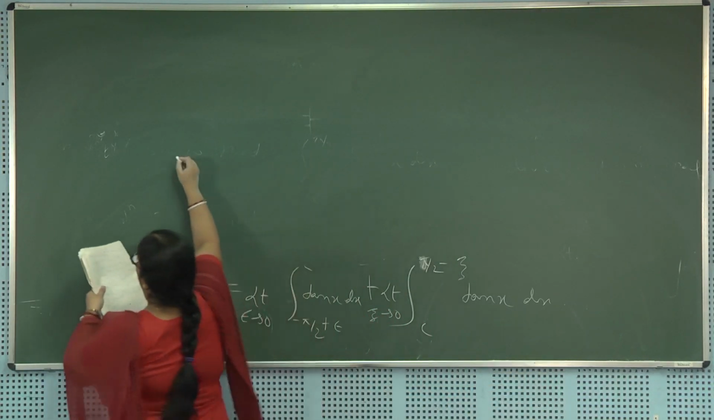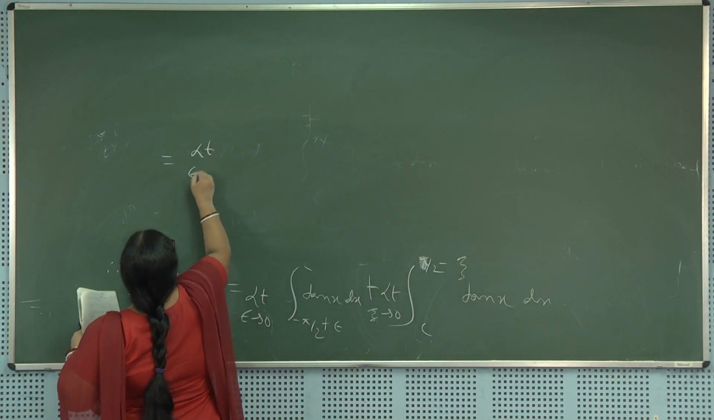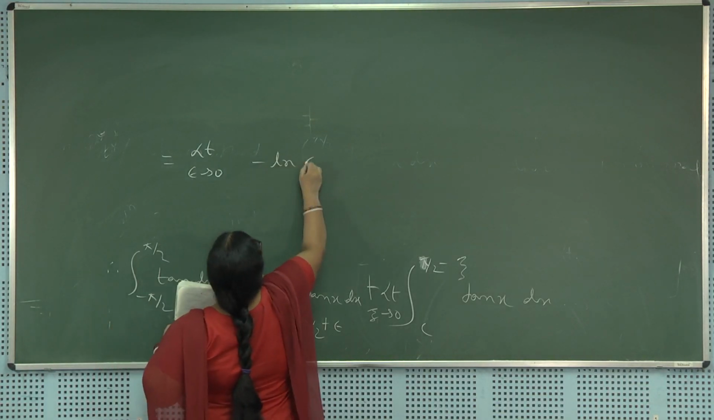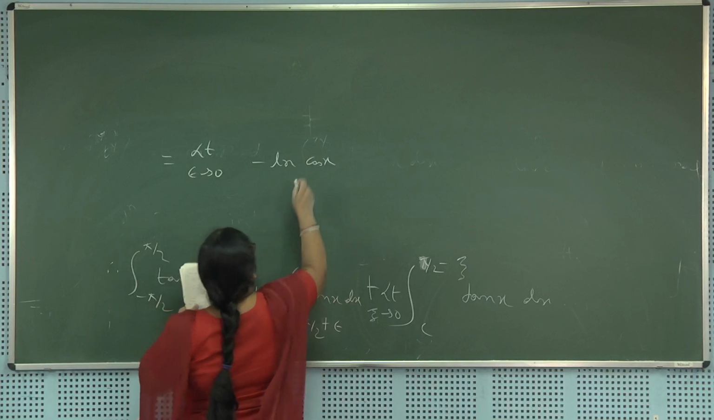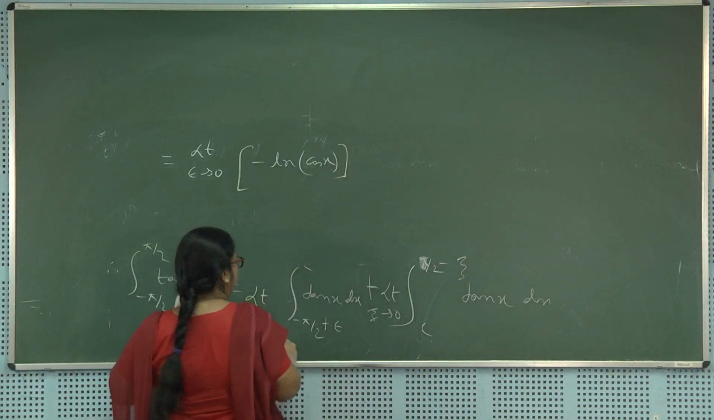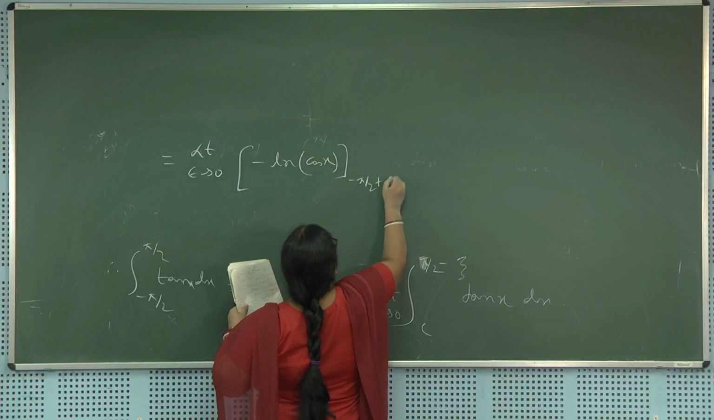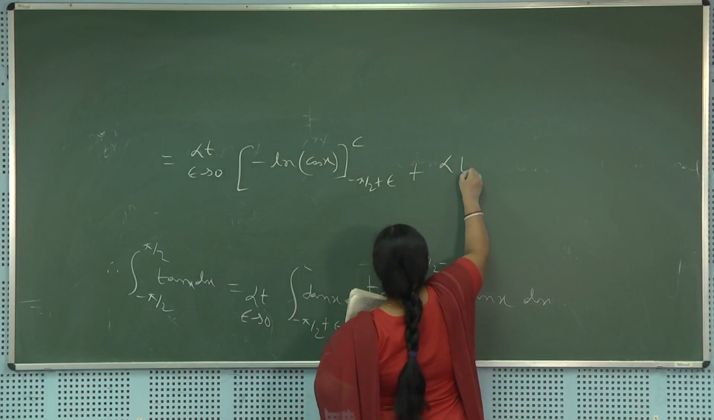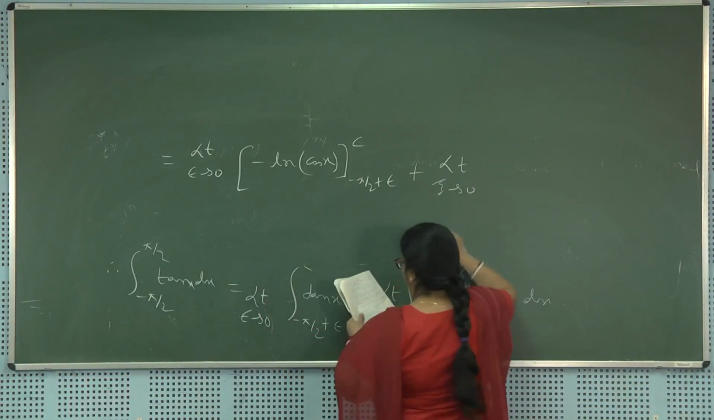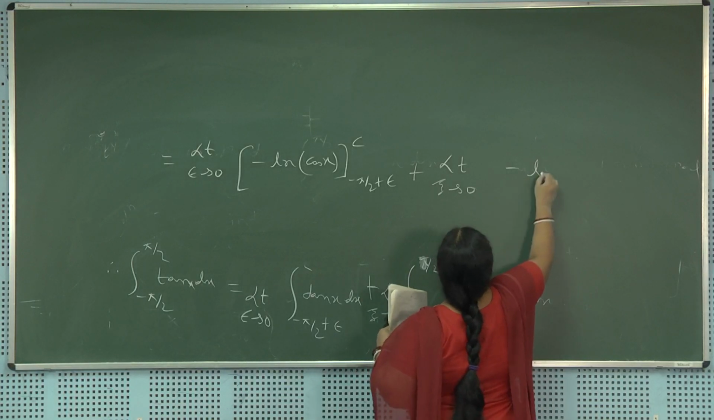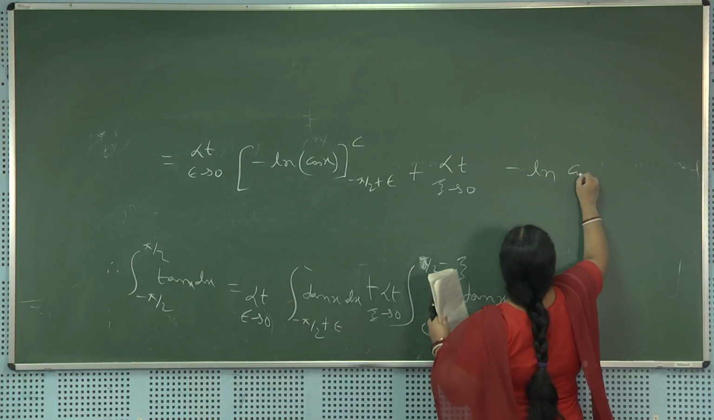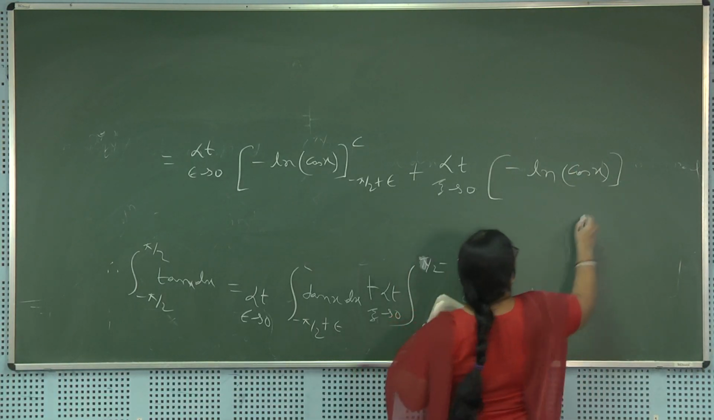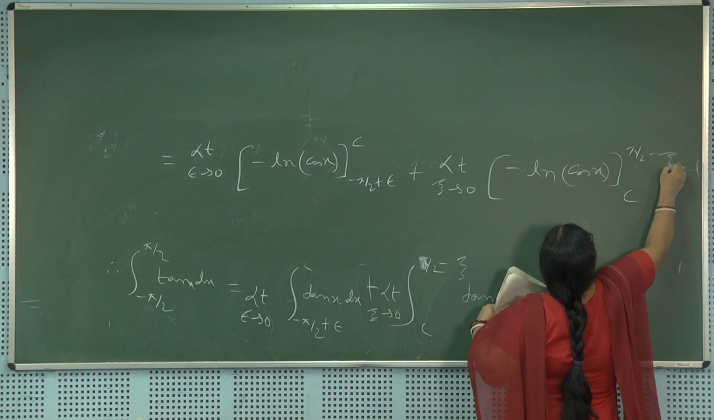So, if we work it out, the limit as epsilon tends to 0 will become minus of log of cos x, with limits from minus pi by 2 plus epsilon to c, plus the limit as xi tends to 0 of minus log of cos x, and if you put the limits, this will be from c to pi by 2 minus xi.